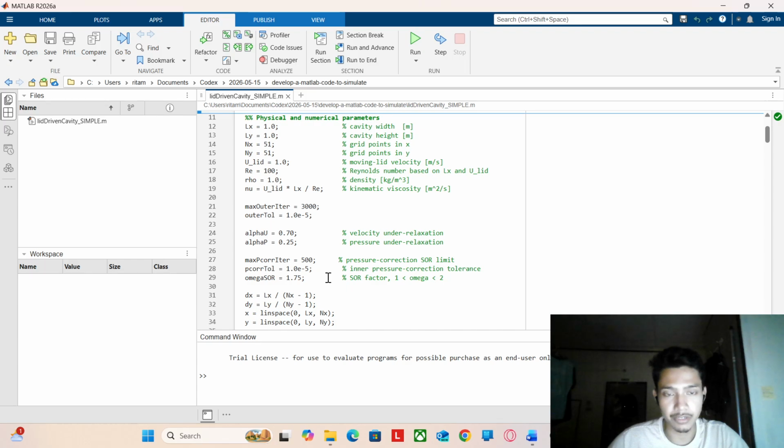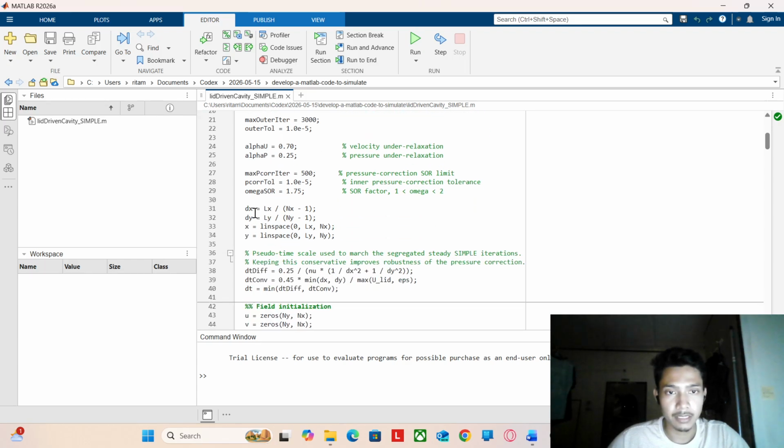Now grid generation. dx equal to Lx by nx minus 1, dy equal to Ly by ny minus 1. These calculate grid spacing in x and y directions. x equal to linspace 0, Lx, nx, y equal to linspace 0, Ly, ny. These create coordinate vectors for a computational grid.